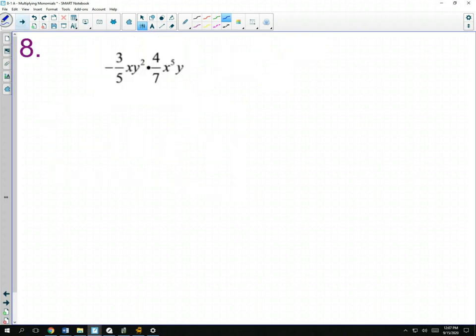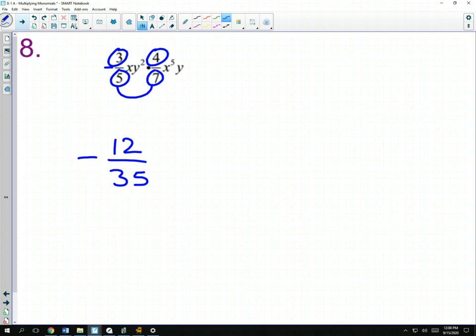Question number 8, our last one for today. We're going to take coefficient times coefficient. So a negative times a positive is still going to be negative. You're going to take numerator times numerator, 3 times 4 to get 12. And denominator times denominator, 5 times 7 is 35. So 12 35ths is your fraction, your coefficient.